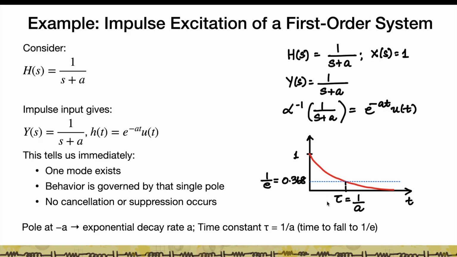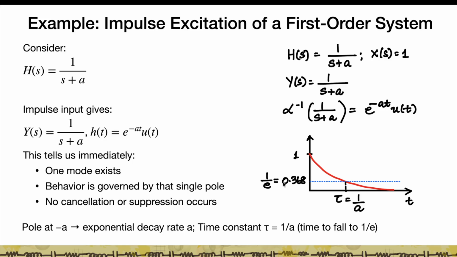So let's do the simplest first order case. H of s equal to 1 by s plus a. With impulse input, Y of s is equal to H of s is equal to 1 by s plus a, and therefore the inverse Laplace of that is e power minus a t times u of t. What is the interpretation? There is one pole, so there is one mode. The system cannot do anything more complicated than a single exponential decay. There is no oscillation. There is no overshoot. There is only one time scale, the time constant 1 by a.